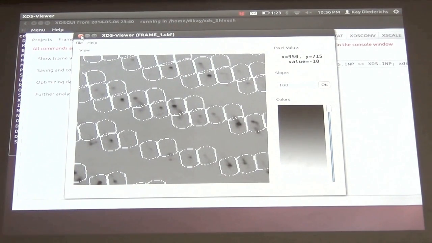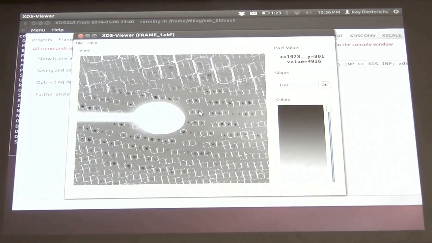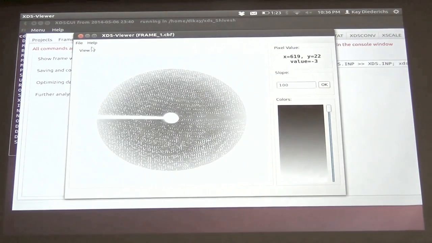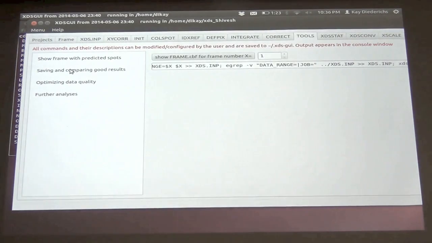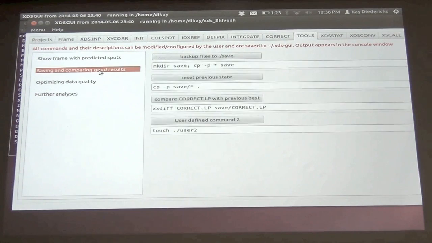But as Diederichs has already said, sometimes you can be very surprised by what you can squeeze out of a bad crystal. And okay, just a minute. Okay, saving good. So this is just to explain this.